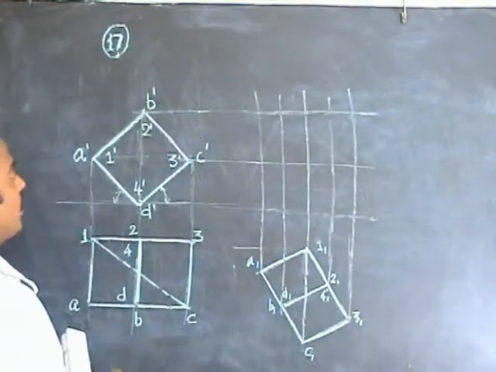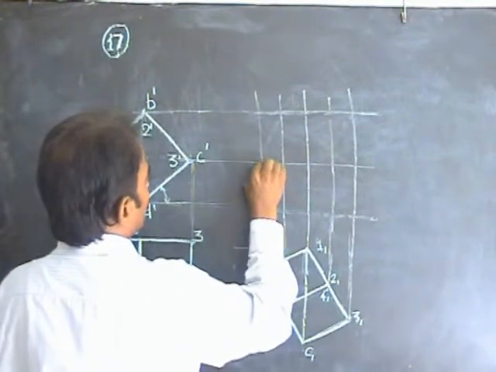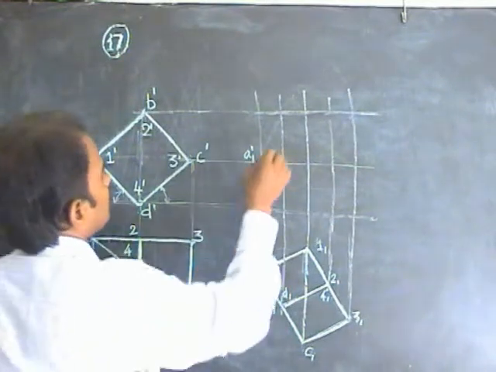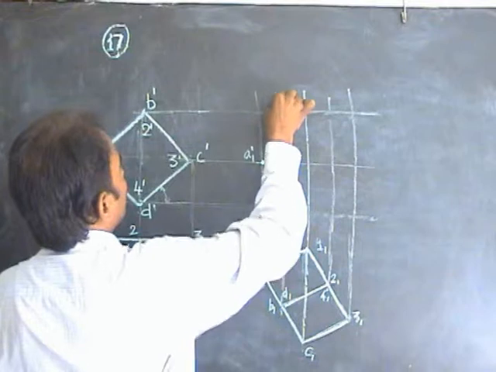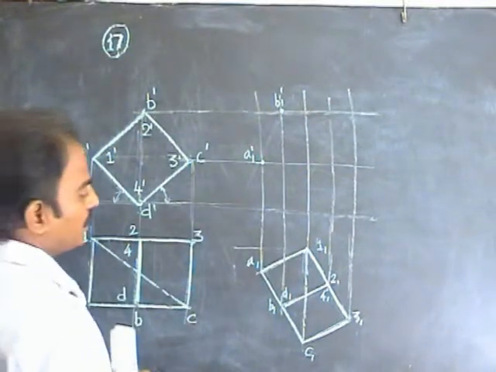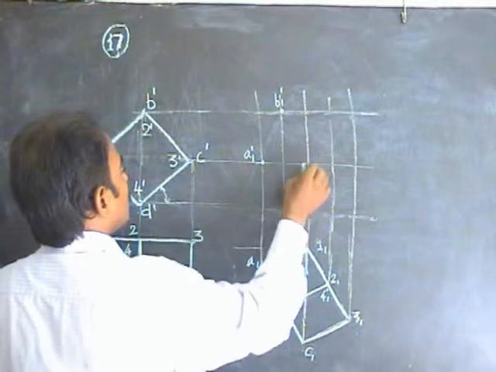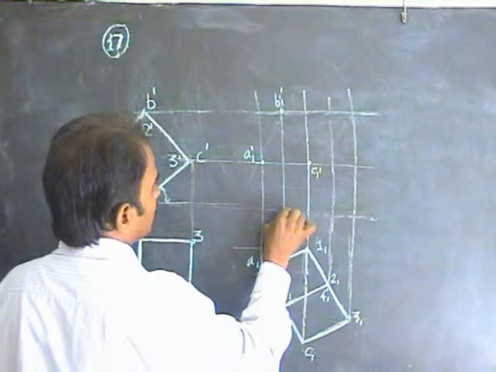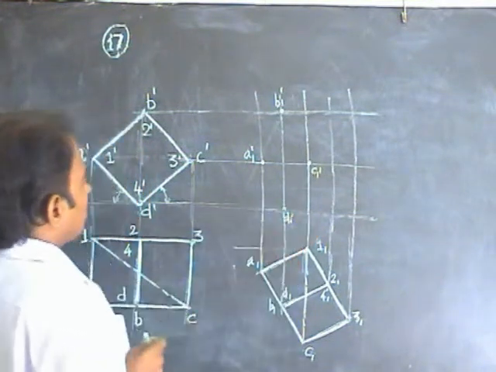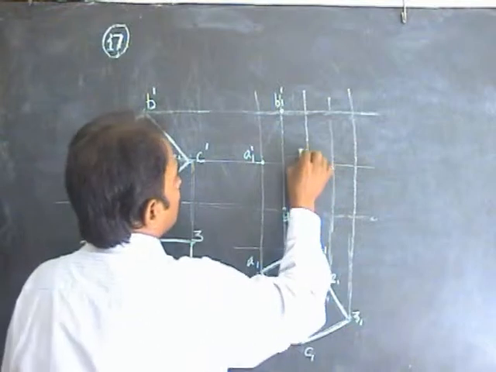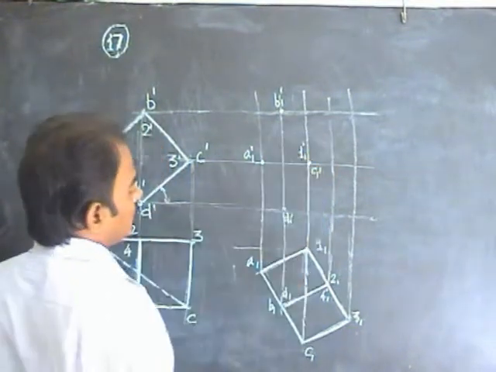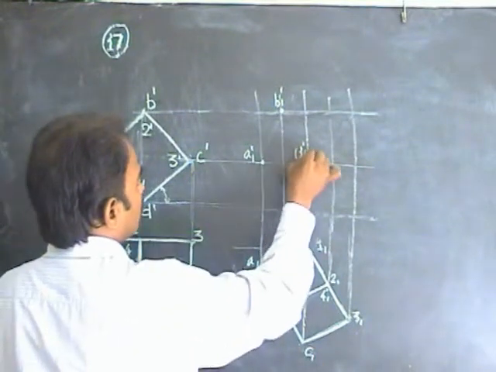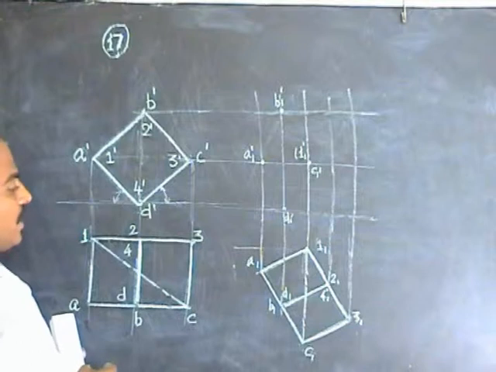So take A horizontal, can get A vertical. So A1 dash can be obtained. B horizontal and B vertical gives you B1 dash. C horizontal and C vertical gives you C1 dash. So this is C1 dash. D horizontal and D vertical gives you D1 dash. Again 1 horizontal and 1 vertical gives you 1 dash. Now C1 is vertical, so therefore 1 is not visible, only C1 is visible. Put 1 dash within bracket, C1 dash is there.